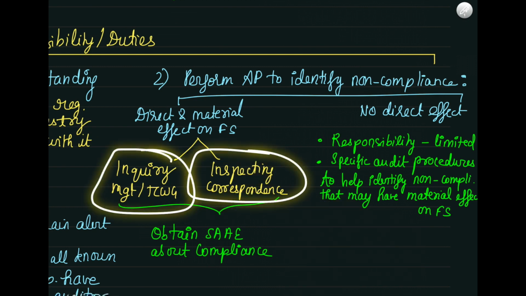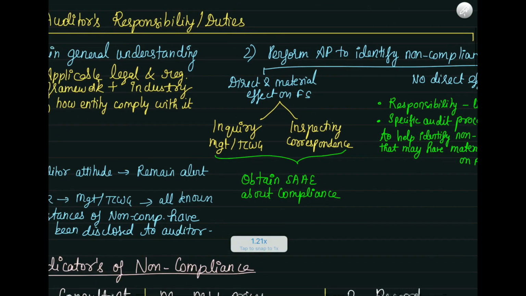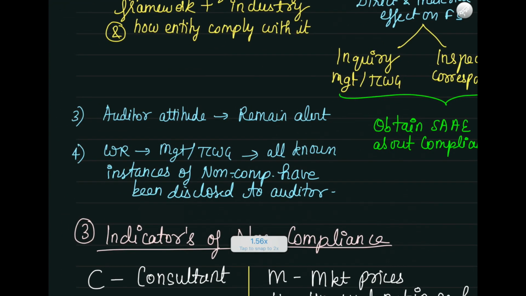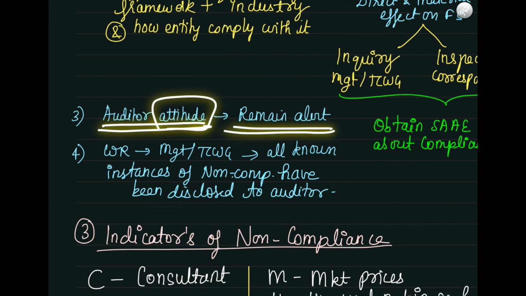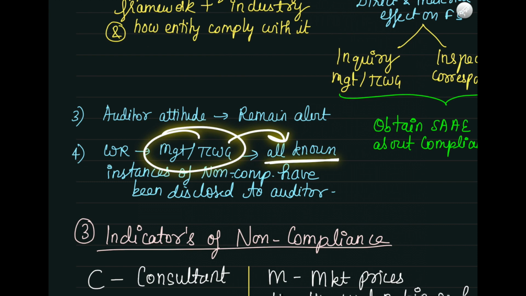So those two things you can do to make sure that the direct and material laws and regulations are being complied with and everything you have checked and known. Those audit procedures you can perform. After performing the audit procedures, please make sure throughout this you're maintaining an attitude of professional skepticism and always remaining alert in all situations. And finally you can get a written representation from the management or TCWG stating that they have disclosed whatever known non-compliances have happened during the year.